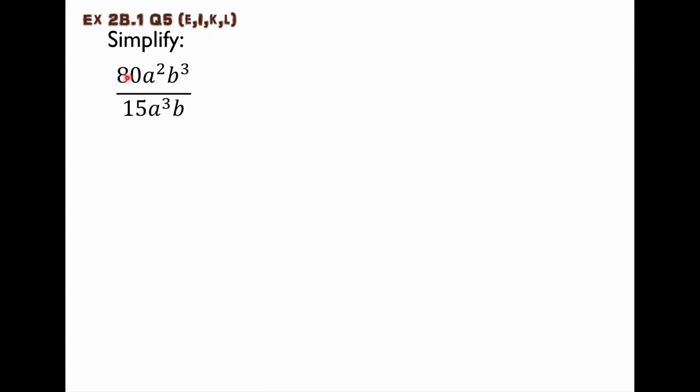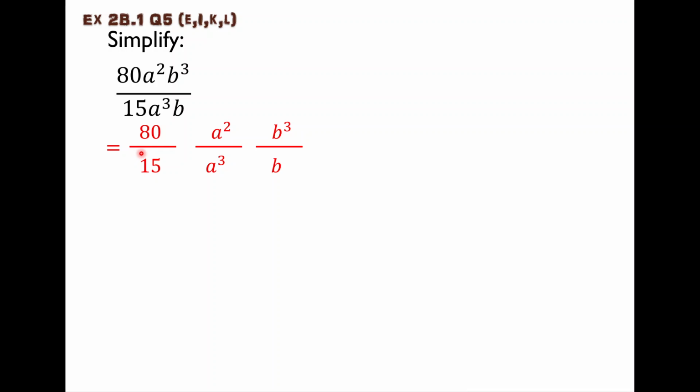I would first start by splitting it up into the number part, the A part, and the B part, or whatever letters you have. So first, let's do the number part, 80 divided by 15. And then we'll do the A part, A squared on the top, A cubed on the bottom. And finally, the B part. I've got a B cubed on the top and a B on the bottom.